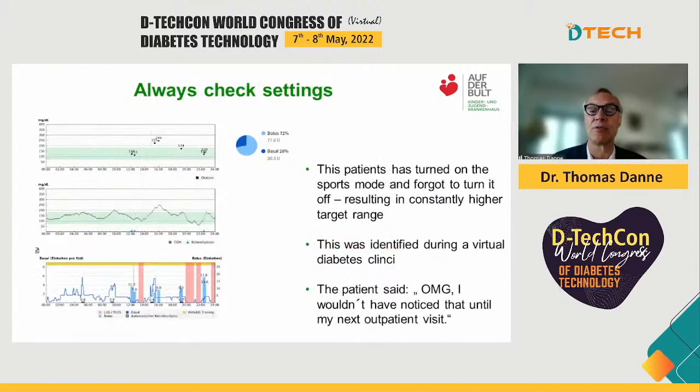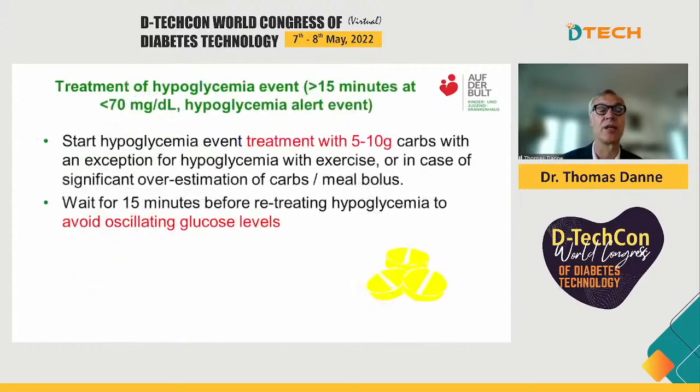Here, of course, you have to check the settings all the time. So here is a patient who had hyperglycemia and didn't really understand what was happening. Well, he forgot to turn off his exercise mode. We had a video consultation and realized that there was an ongoing yellow bar, and he forgot to turn it off. And so he had a higher target range all the time, which then led to higher glucose levels. So always check the settings together with your patient.